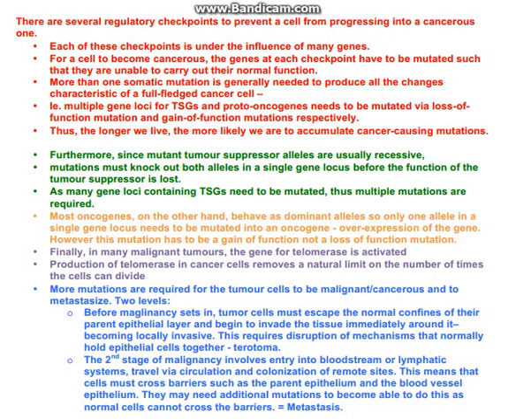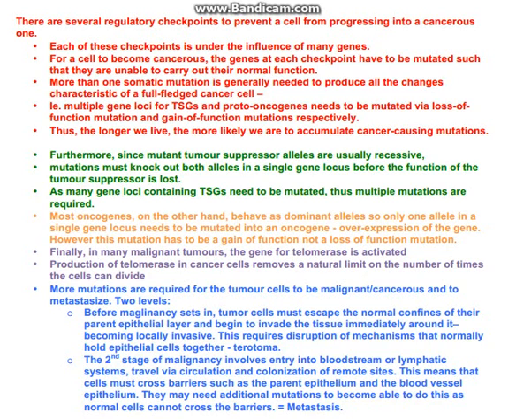Most oncogenes, on the other hand, behave as dominant alleles, so only one allele in a single gene locus needs to be mutated into an oncogene. Overexpression of the gene, however, means this mutation has to be a gain-of-function, not a loss-of-function mutation.